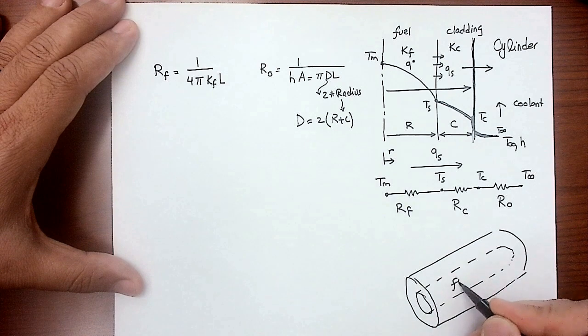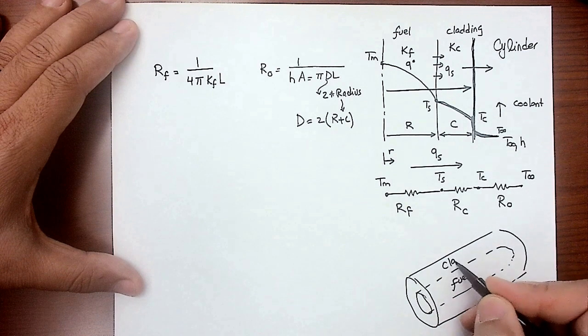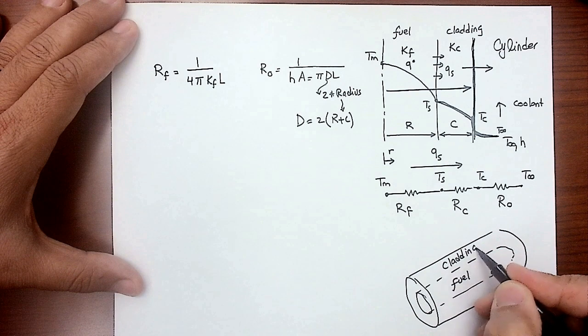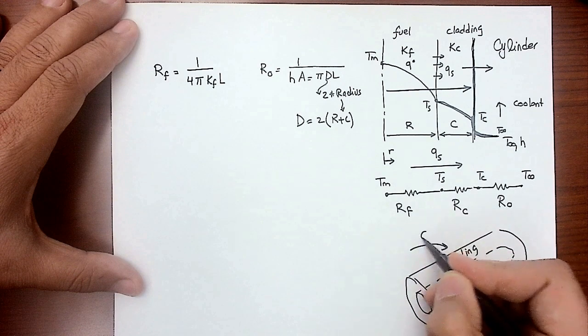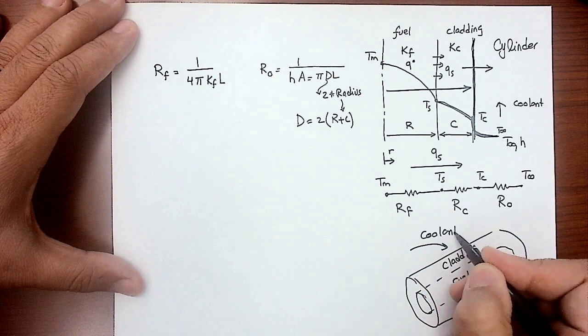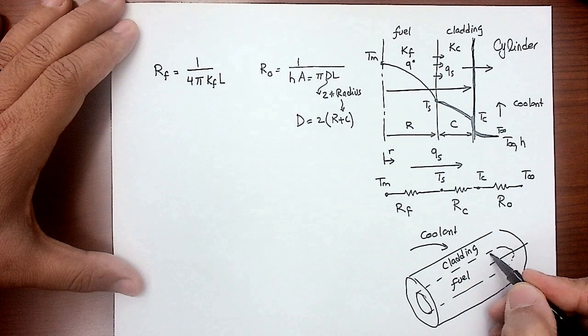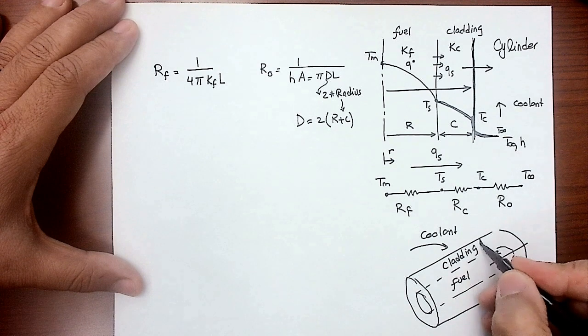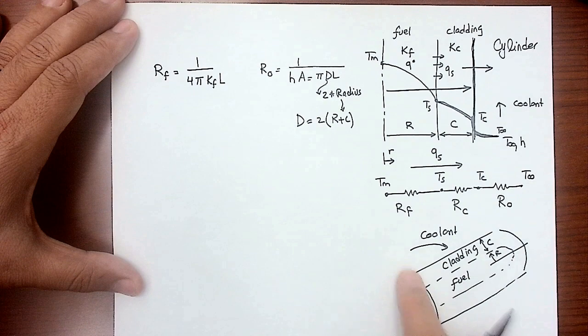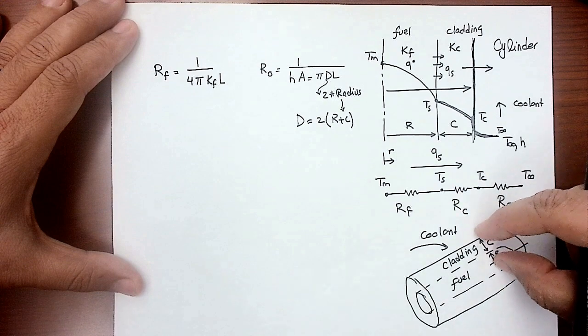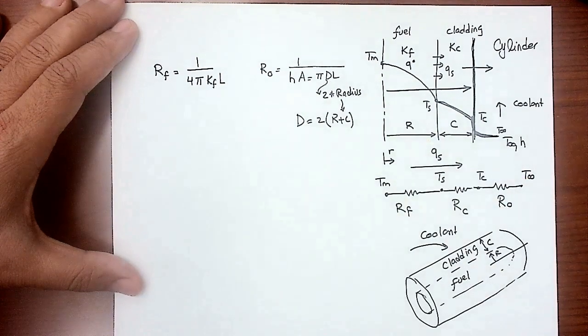This is simply like this. This is a solid cylinder that's presenting the fuel. This is the cladding. And the convection is happening outside here. This is the coolant. So this is R. This thickness is C. So the convection is happening at R plus C. That's what you need for the convection.